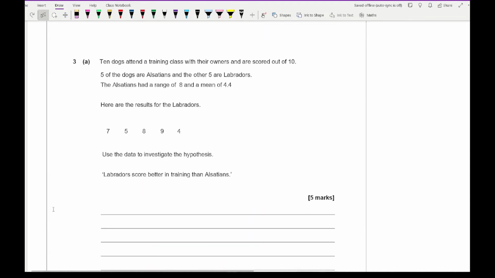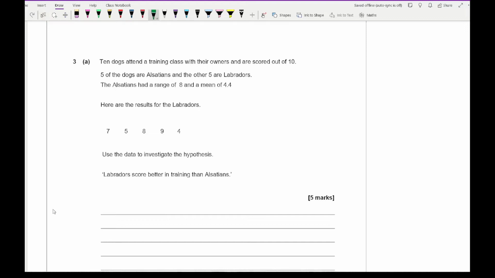Then for question 3a, it says 10 dogs attend a training class with their owners and are scored out of 10. 5 of the dogs are Alsatians and the other 5 are Labradors. The Alsatians have a range of 8 and a mean of 4.4. Here are the results of the Labradors. Use the data to investigate the hypothesis that Labradors score better in training than Alsatians.